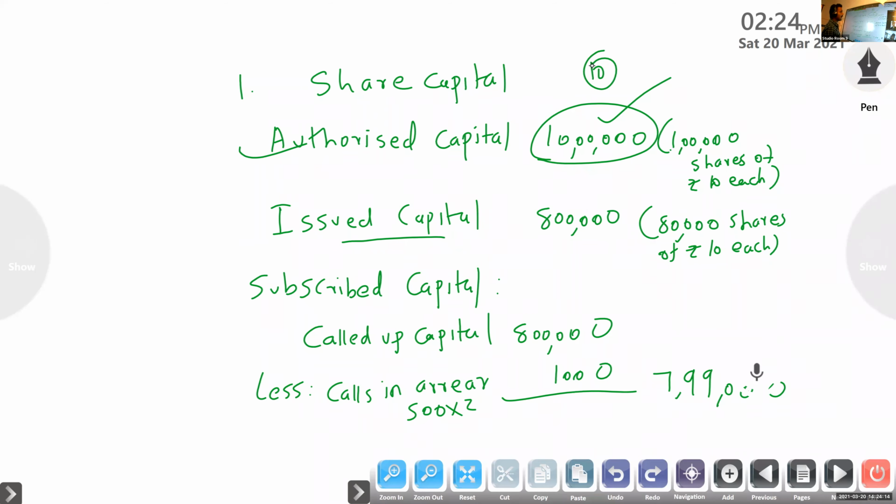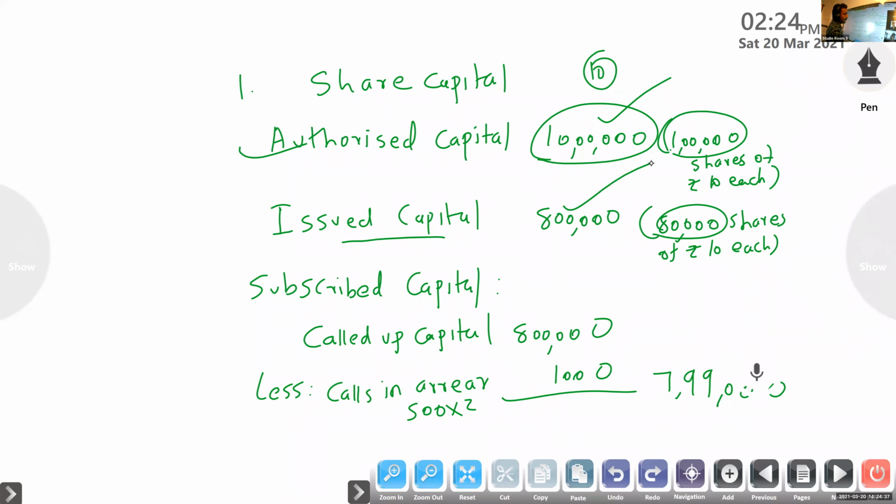Next, issued capital means out of authorized capital, how many shares are we issuing to the public now? Out of 1 lakh, now we are planning to issue 80,000. Afterwards, whenever we want funds, we can issue the 20,000 shares. At present, we are issuing 80,000. So issued capital is 8 lakh.